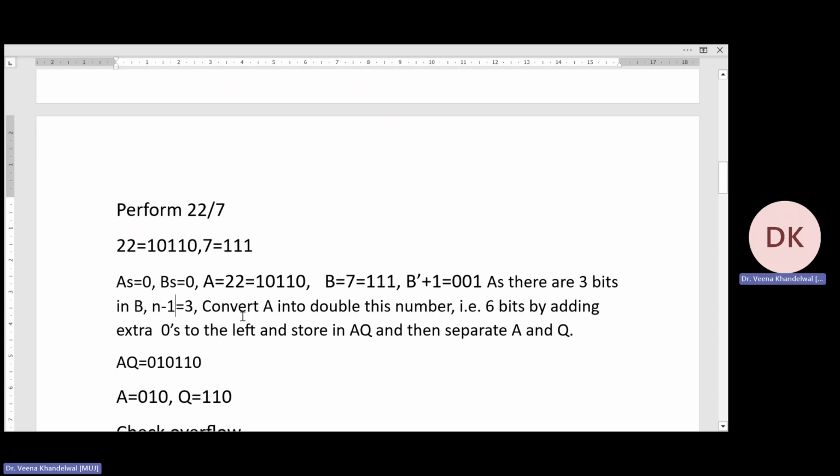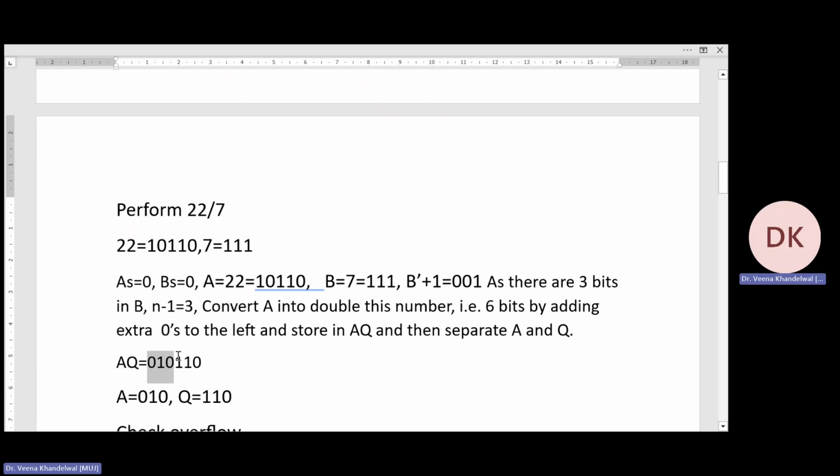Now this is the important step: convert A into double this number, that is 6 bits. Earlier, while representing A as binary, we had only 5 bits. So we have to double this number. That means we add an extra 0 to the left and store it in AQ. So we have stored one more extra 0 at this location. Now why have we added the extra 0? Because the number of bits in 7 was 3, so we have to make 6 bits. For having 6 bits, one extra 0 has been added.